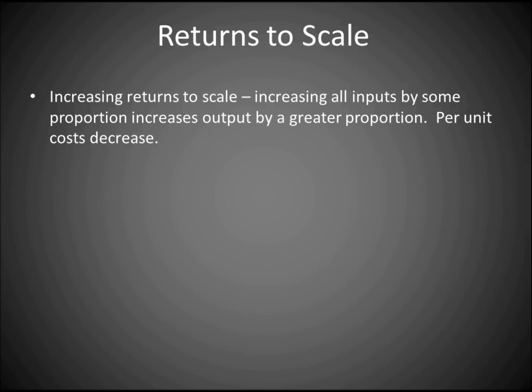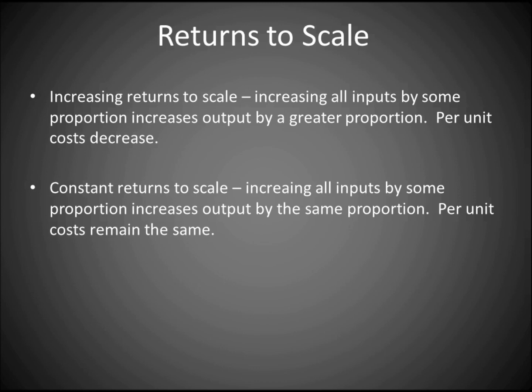So everything can change. And if we increase all of our inputs by some proportion, then our output will increase by an even greater proportion. If that should happen, it's called increasing returns to scale, and that means that our per unit costs of production are actually lower. We can lower them by increasing our inputs and increasing our outputs.